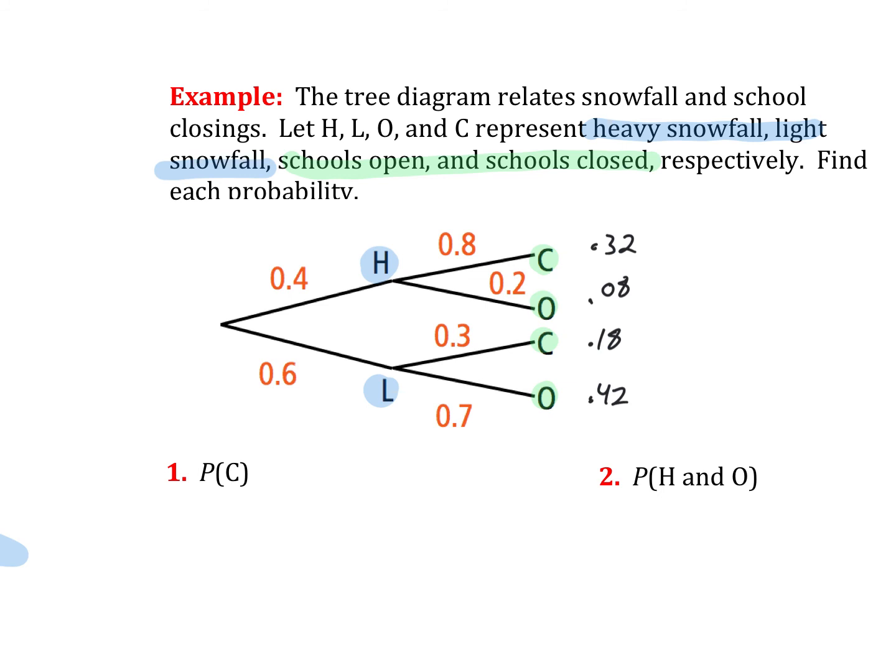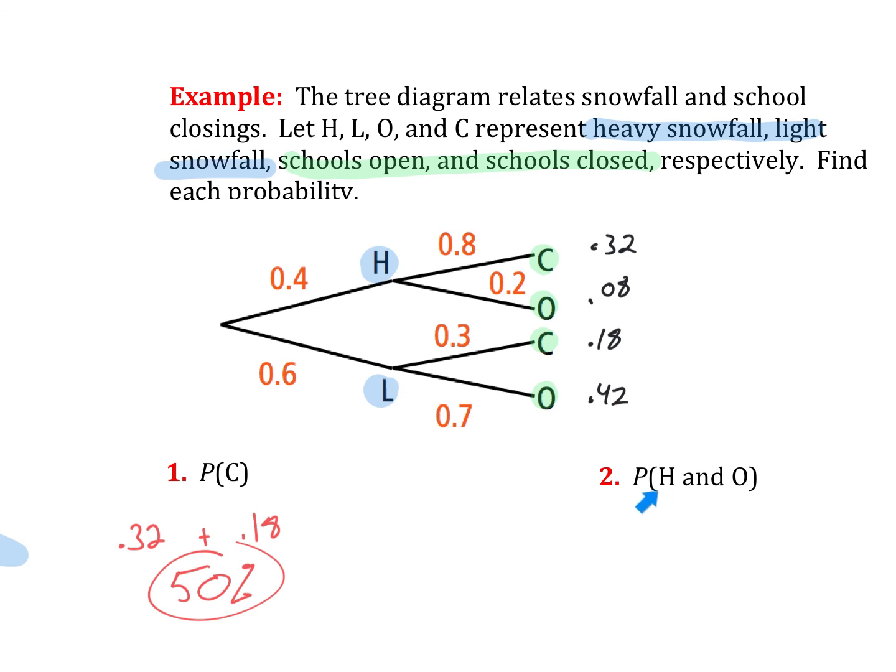Okay. First one, probability that school is closed. Well, that could happen in two different ways. We could either have heavy snowfall and school is closed, or there's light snowfall and school is closed. So there's two different outcomes in which that happens. There's a 32% chance that it's closed with heavy snowfall, but there's an 18% chance that there's light snowfall, so we'd add those together. There's a 50% shot of school closing if there's snow on the ground.